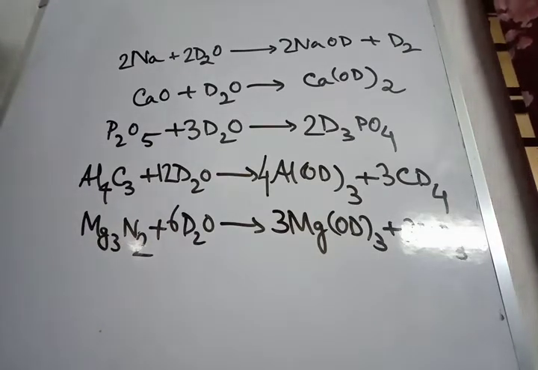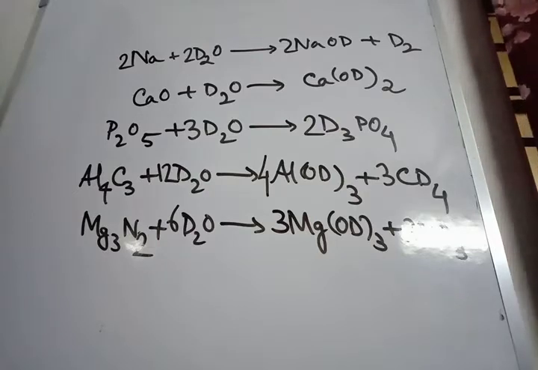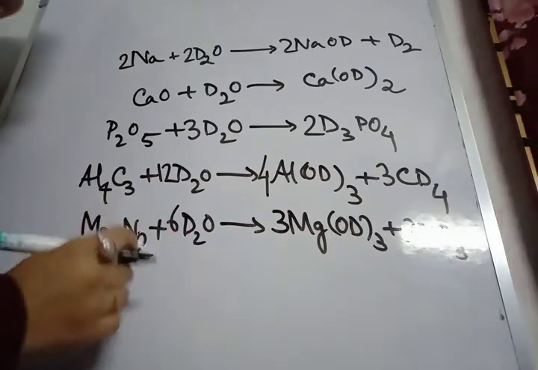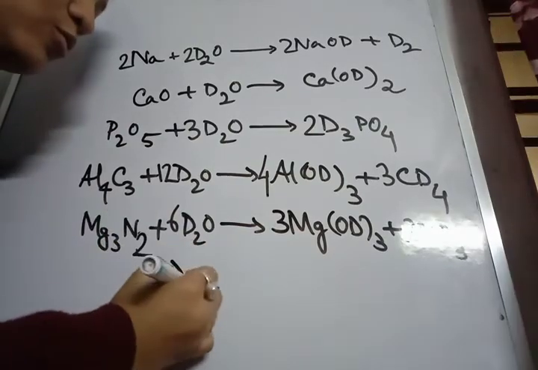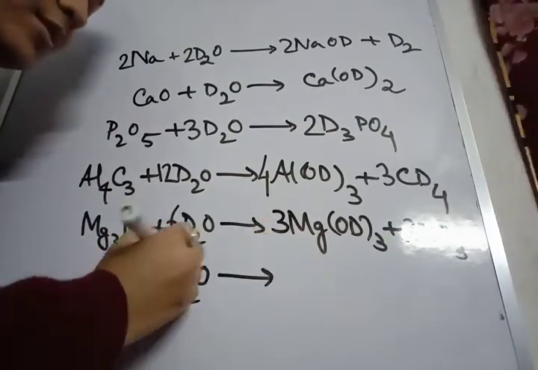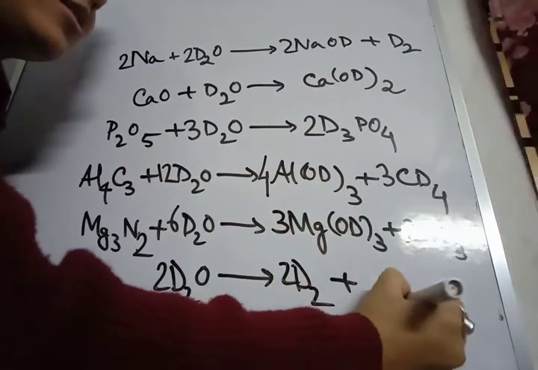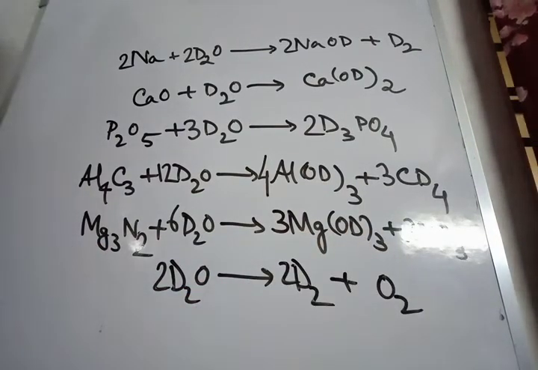Next, electrolysis. On electrolysis, heavy water decomposes to give deuterium and oxygen, which are liberated at cathode and anode respectively. So, if I write the reaction, D2O undergoes electrolysis, then what do I get? I get deuterium at the cathode and oxygen gas liberated at the anode.